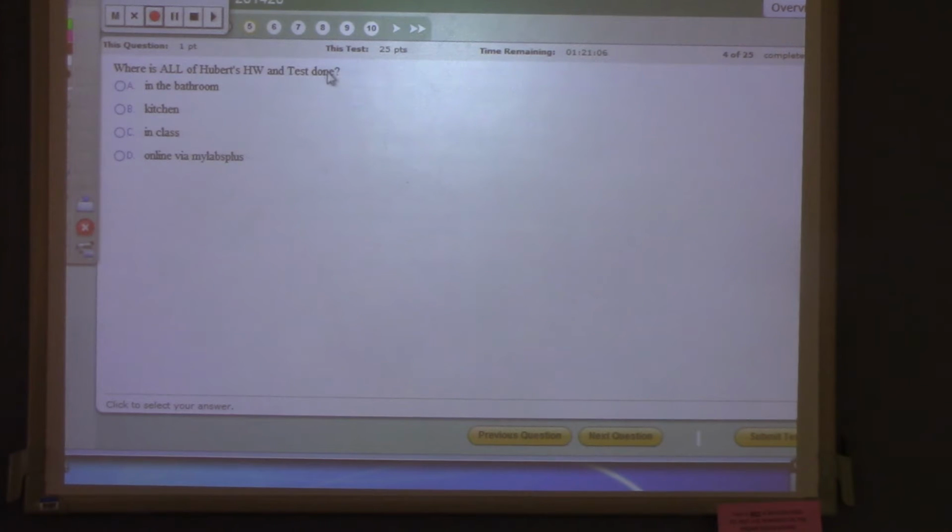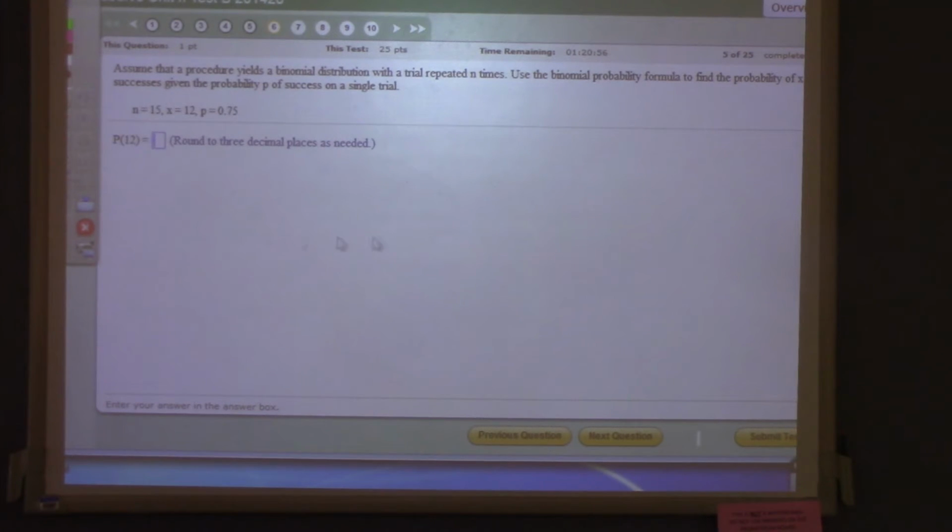Where is all of Hubert's homework and tests done? In the kitchen. Oh my gosh, I can't believe I made this test this easy. I think I need to go back and change it. No, that's perfect. Somebody will fail it. Anybody want to bet money on it?